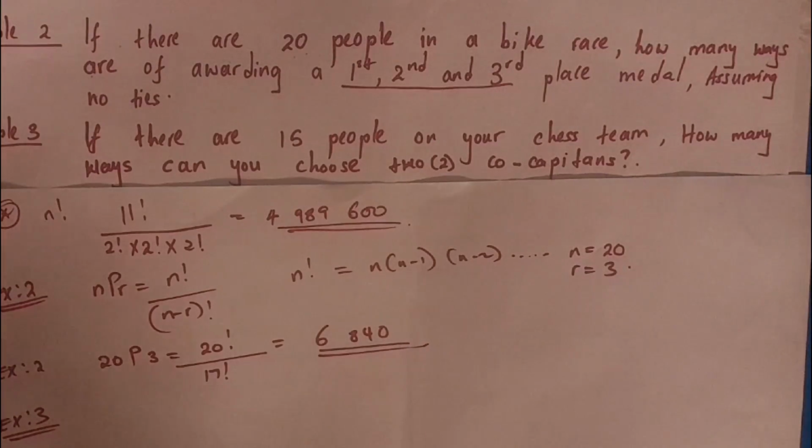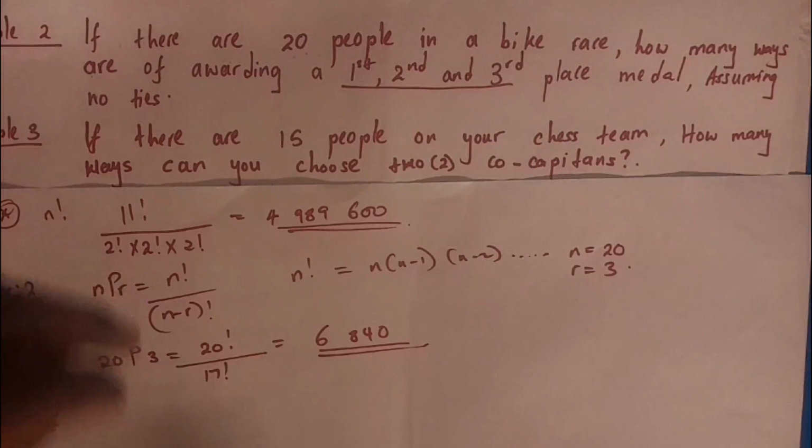So what I'm more concerned with is that we have to see where to use the permutation formula and the combination formula. You use the permutation formula where the order matters. That's where you use the permutation formula. In the scenario where the order doesn't matter, that is where you use the combination formula.